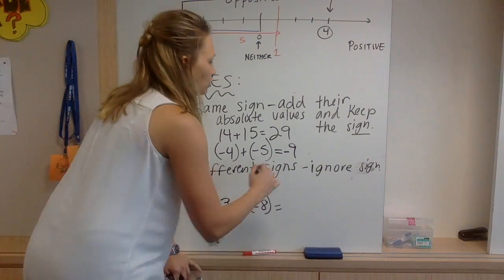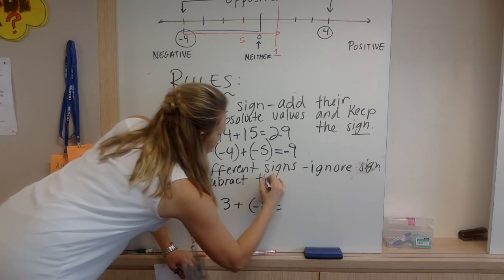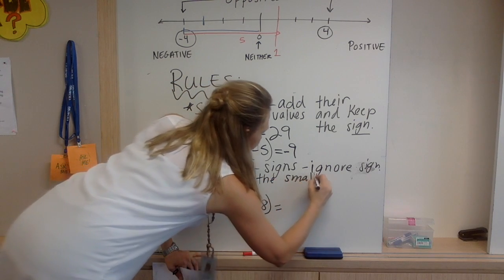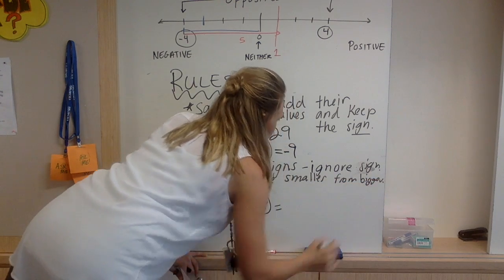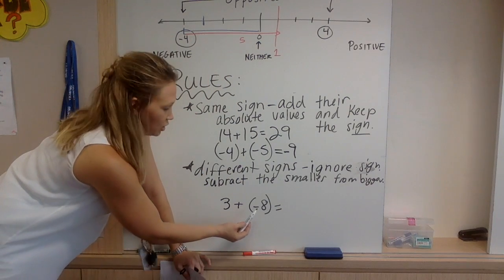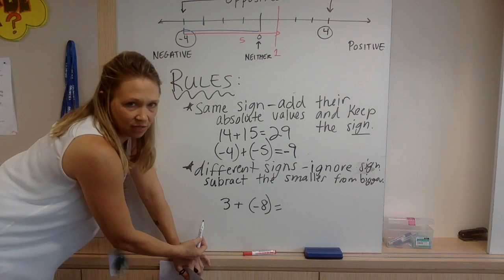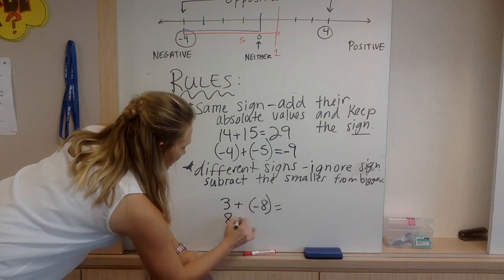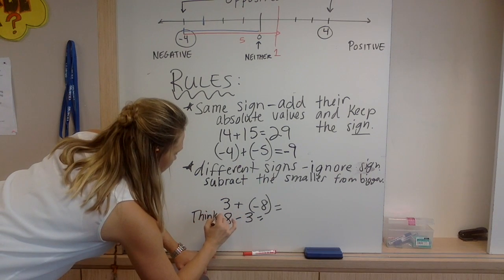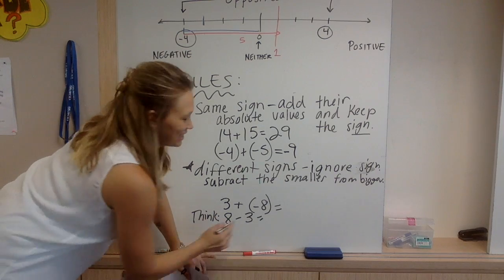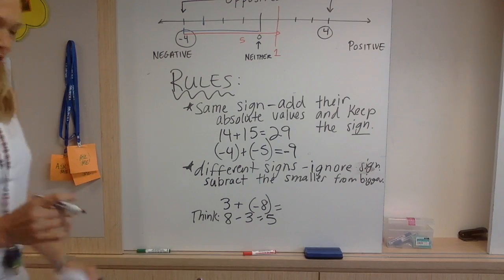Okay? And after I've ignored the sign, I'm going to subtract the smaller from the bigger. Or the smaller from the larger number. So, what is the larger number here? 8. The absolute value, right? 3 is smaller, so I'm going to take 8 minus 3. Okay? So that's what I'm going to think. I'm going to think 8 minus 3. What is 8 minus 3? I hope you got 5. Okay, so we subtract the smaller from the bigger.